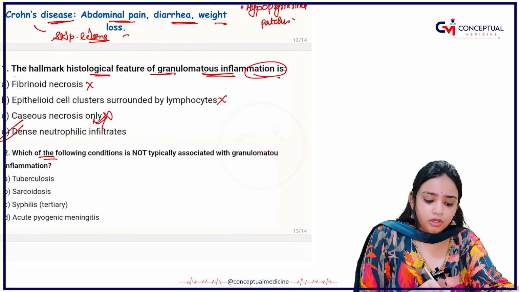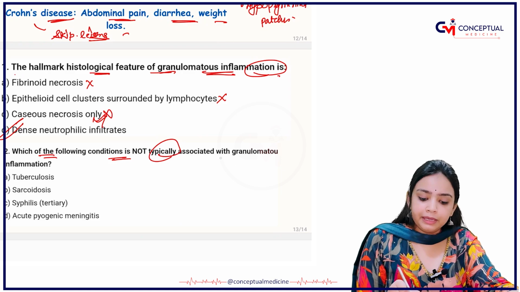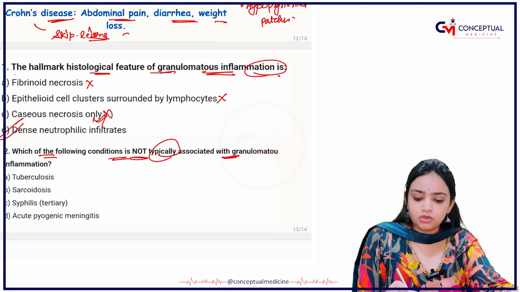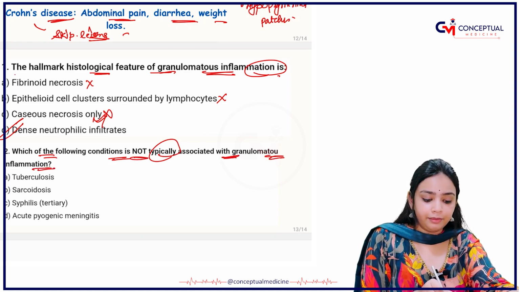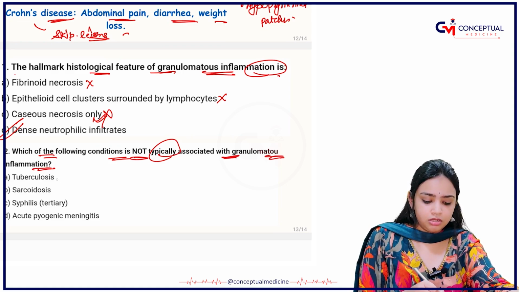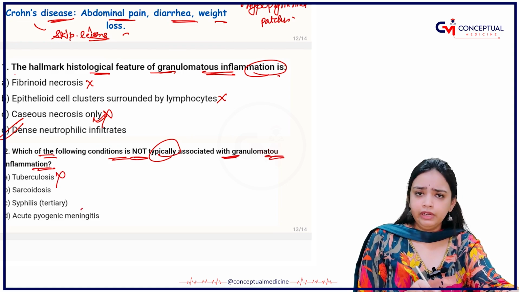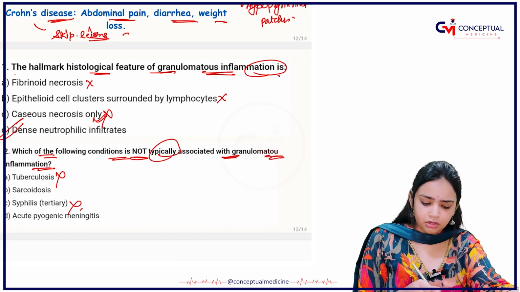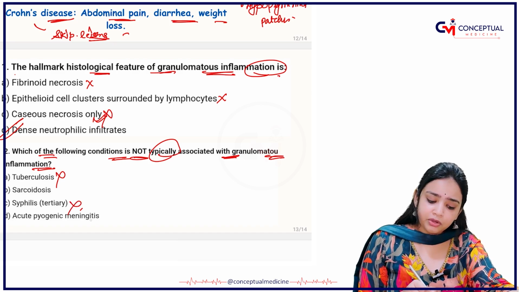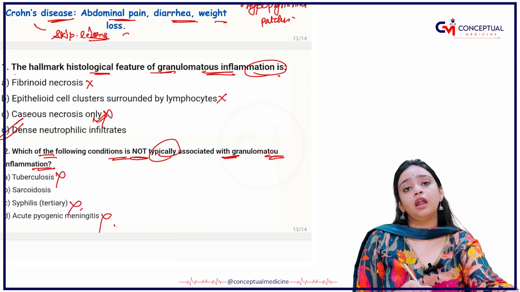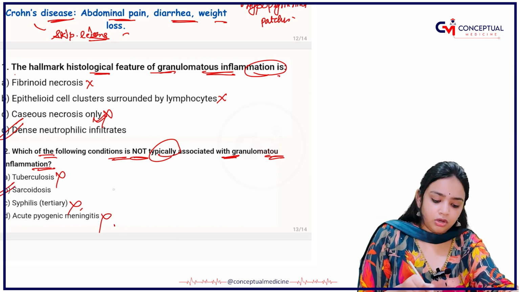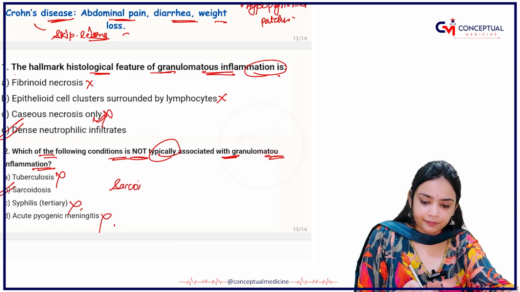Next, which of the following conditions is not typically associated with granulomatous inflammation? Is it tuberculosis? No. Is it syphilis? We have not read about syphilis. It's not syphilis. Is it acute pyogenic meningitis? We have not read about that also. The answer to this is sarcoidosis.